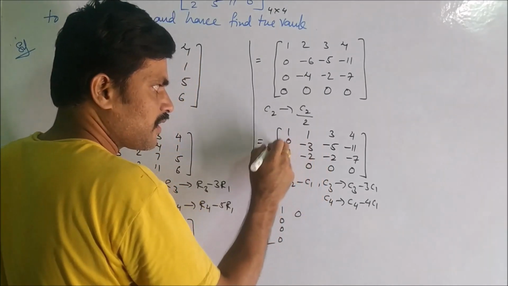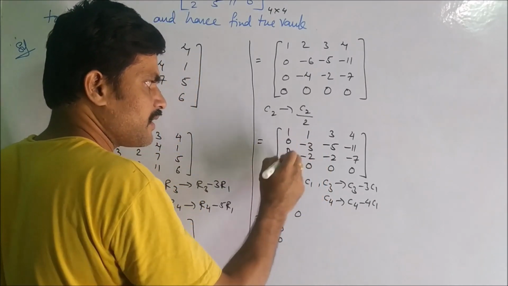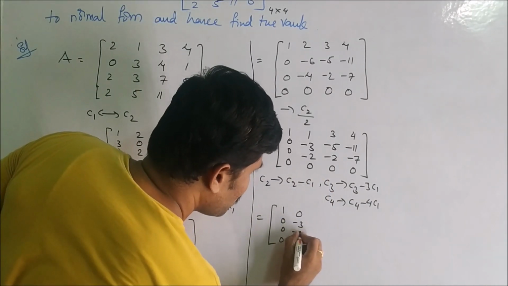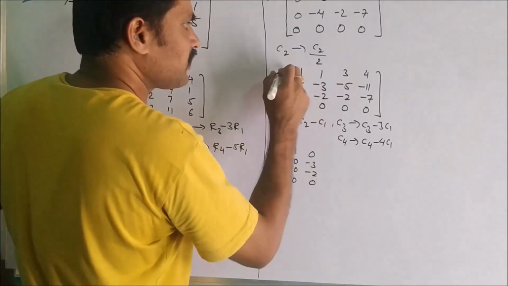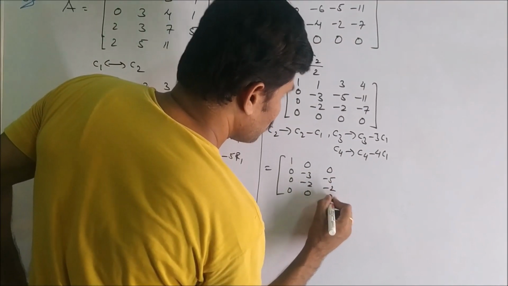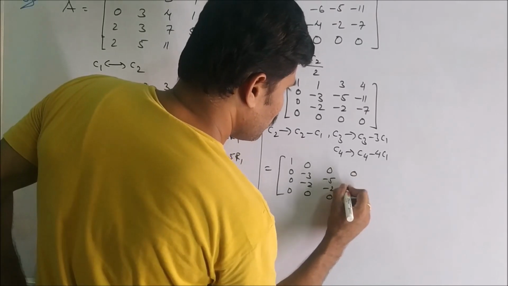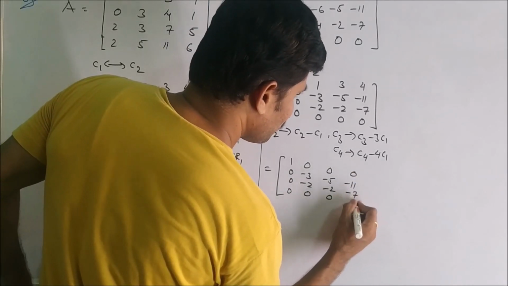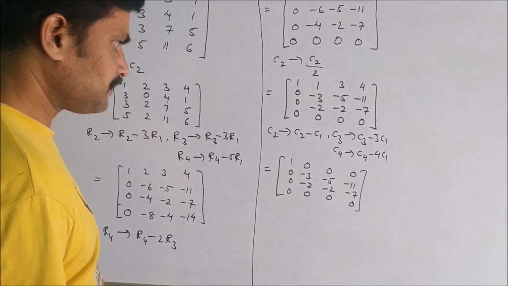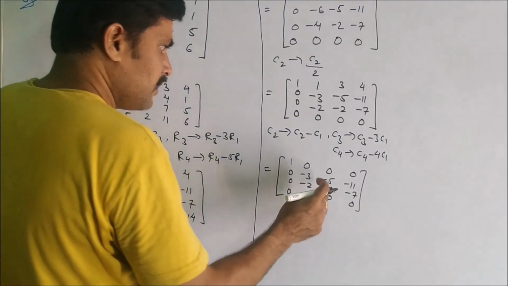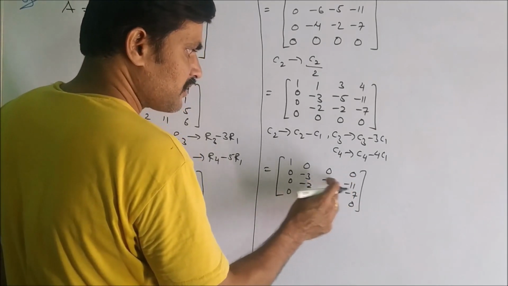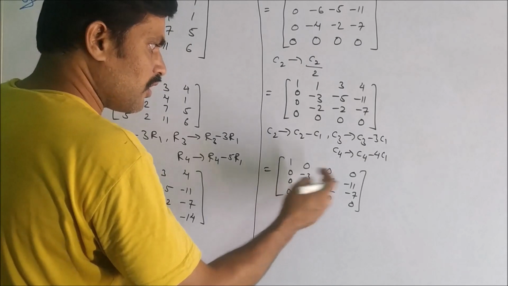Now the resultant matrix is: the first column does not change, in the second column 1 minus 1 is 0, and the remaining elements are the same because the first column's remaining elements are zeros. So minus 3, minus 2, 0. Here also 3 minus 3 is 0, minus 5, minus 2, 0. Here also 4 minus 4 is 0, minus 7, 0. So this is the resultant matrix. Here these two are zeros.